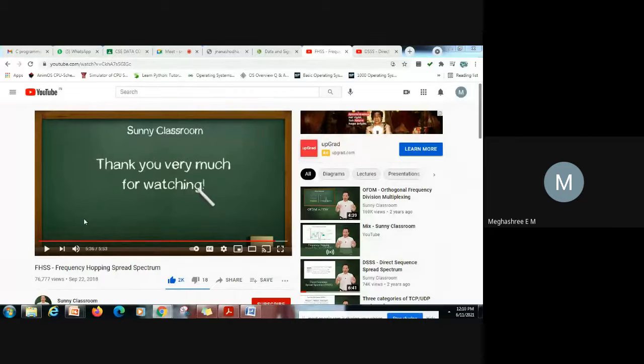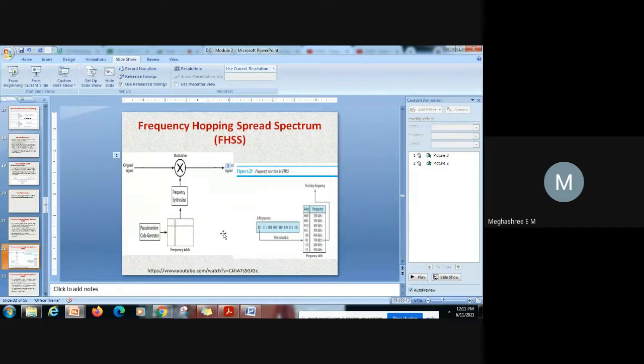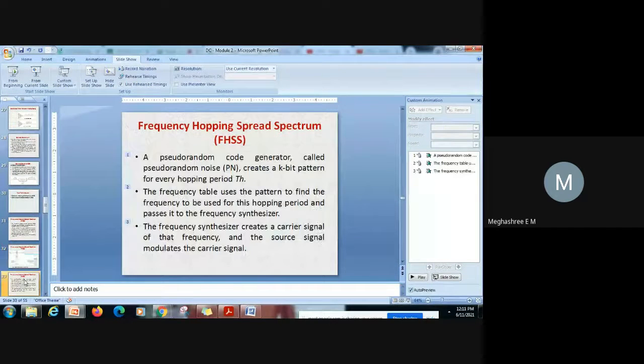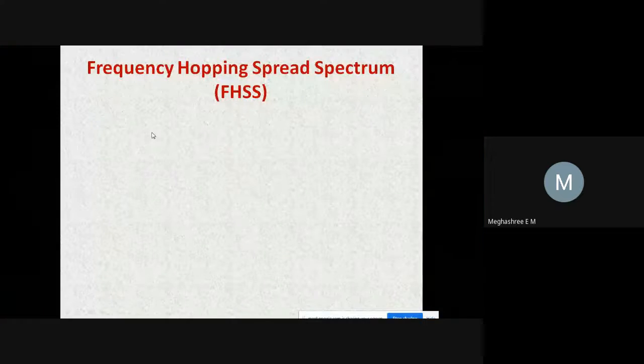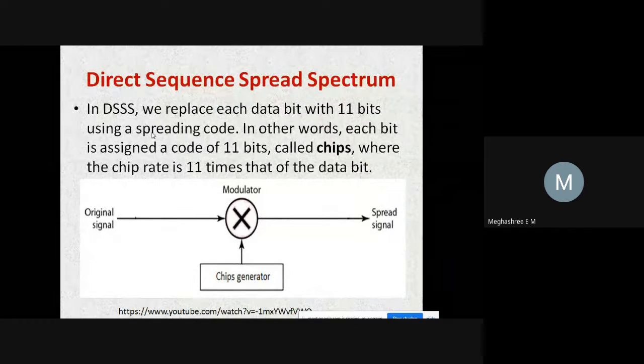So it generates a particular pattern that we call the k-bit pattern. When this pattern is followed, the respective frequency is referred and it is given to the frequency synthesizer, and this gives you the carrier frequency. Okay, I hope this video is clear to everyone. That is what is explained in this diagram as well. Whatever I explained, I just listed out in the slide here. Okay, so that is about FHSS.